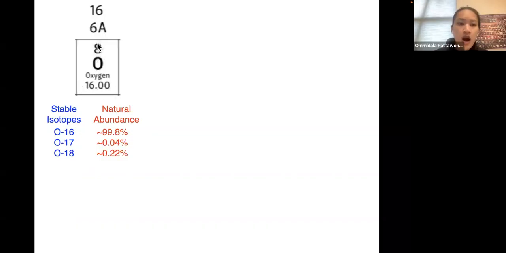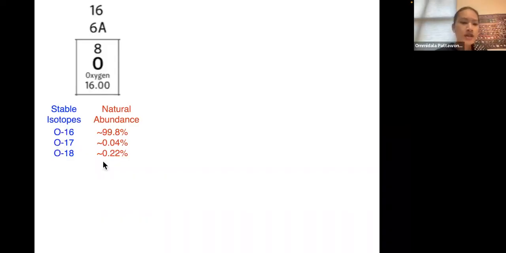Okay, so the top part right here, the whole number, is going to represent the number of protons for that element. So if you're looking at oxygen, it's going to contain only 8 protons, for example. And again, the number with the decimal point here is going to represent the average atomic mass for oxygen, which comes from the weighted average of these 3 isotopes.